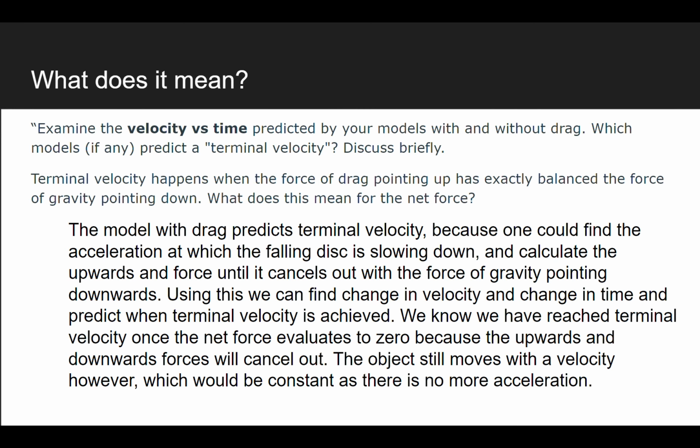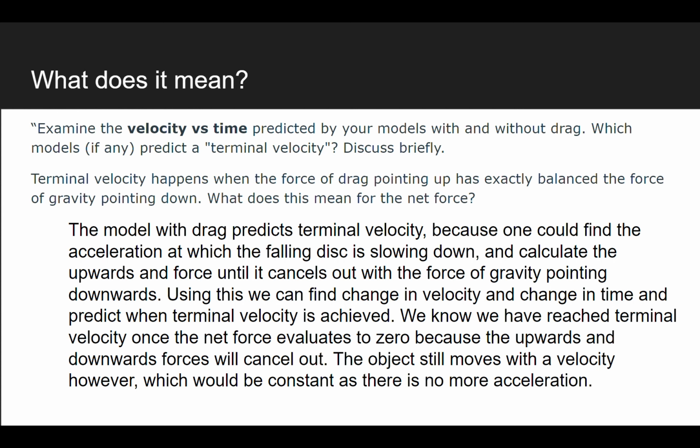And then here, the what does it mean is talking about what is terminal velocity and what does it have to do with the net force and which model can predict the terminal velocity. The model with drag predicts the terminal velocity because one could find the acceleration at which the falling disk is slowing down and calculate the upwards and downwards force until it cancels out. Using this, we can find the change in velocity and change in time and predict when terminal velocity is achieved.